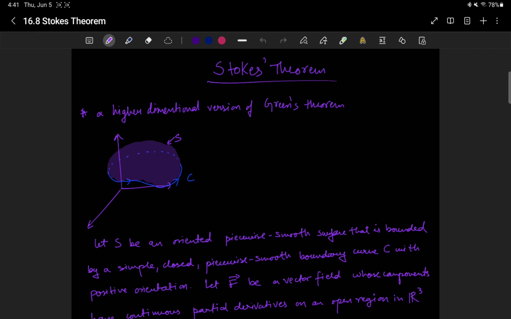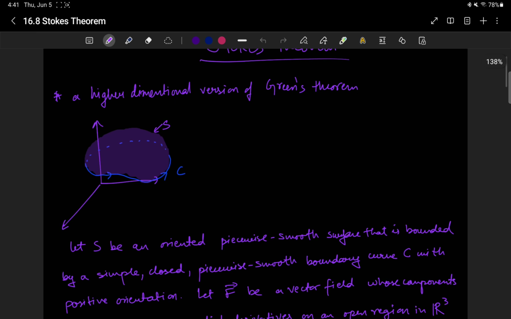Hi everyone. In this video we are going to look at a result called Stokes' Theorem, which is a higher dimensional version of Green's theorem. So recall Green's theorem, there was a closed loop C involved and a region. So something similar is going to happen here.